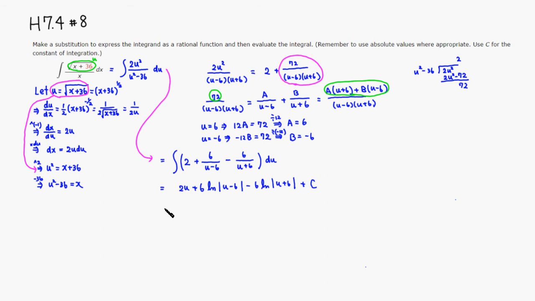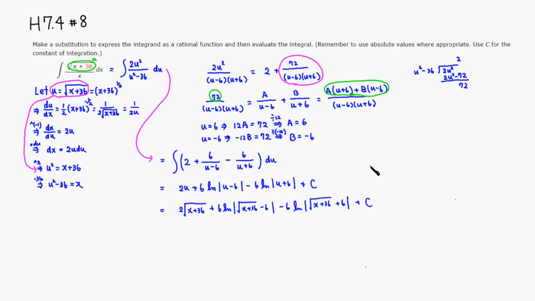The last step is to put the original expression back in. Remember that u is the square root of x plus 36, so this is going to be 2 times the square root of x plus 36, plus 6 times the natural log of the absolute value of the square root of x plus 36 minus 6, minus 6 times the natural log of the absolute value of the square root of x plus 36 plus 6, and then plus some constant C.